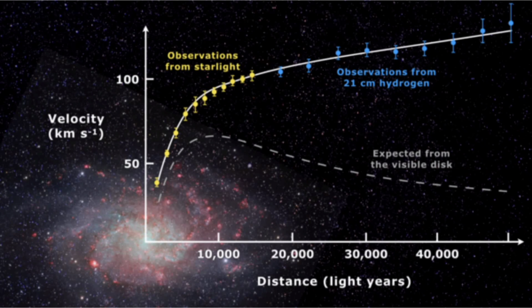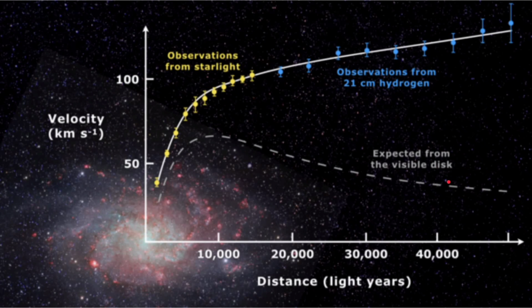Because if they rotate faster than the inner parts, the gravity of the galaxy wouldn't be able to hold those stars and that matter from orbiting the center of the galaxy. So, they might escape the galaxy. So, after 10,000 light years, all the stars and the matter should orbit around the center of the galaxy much slower. That is the expected rotational curve from the visible disk of the galaxy.